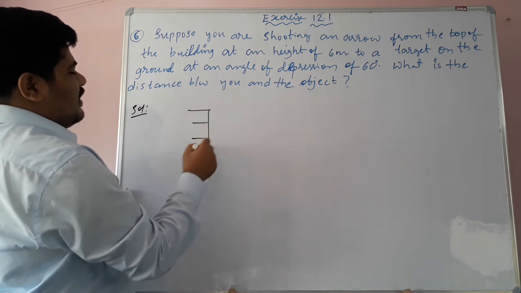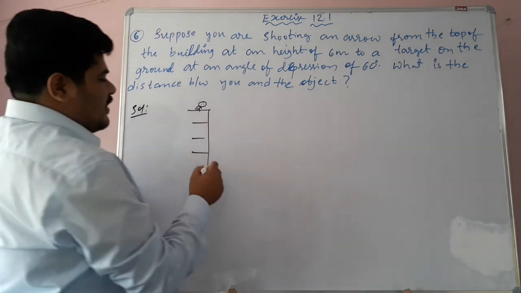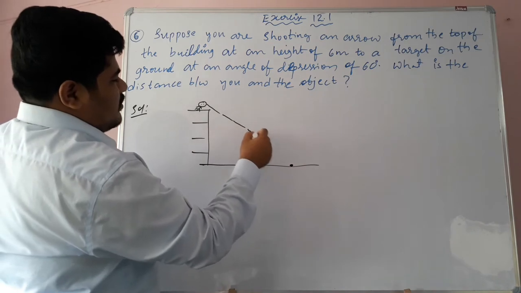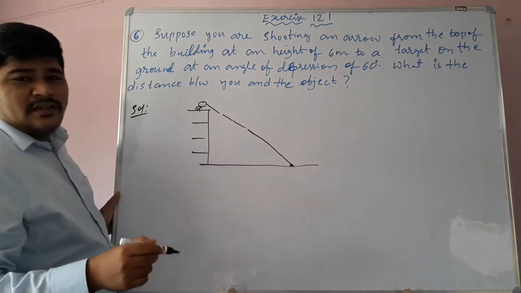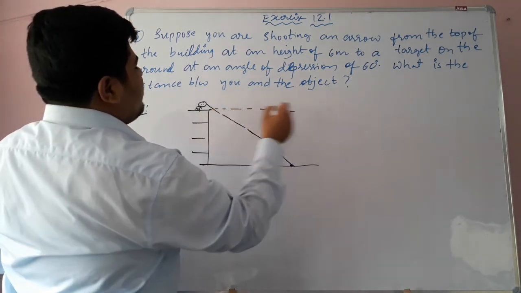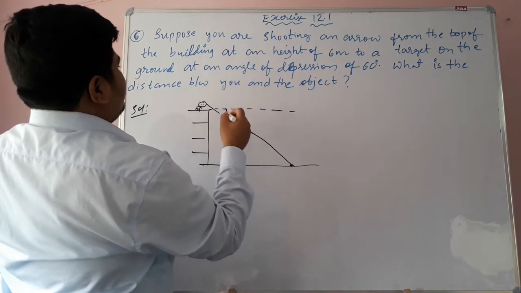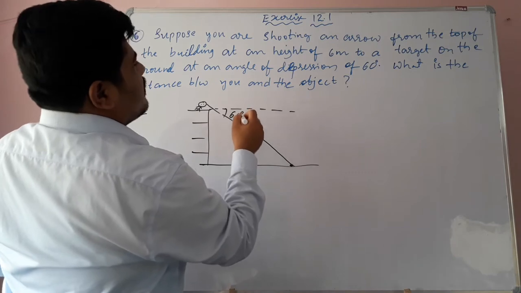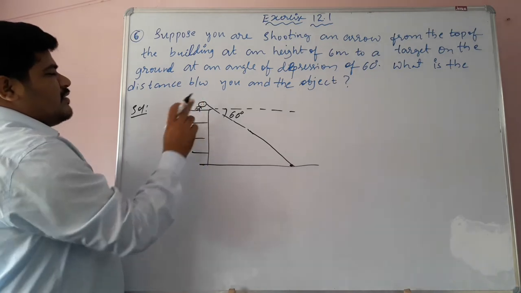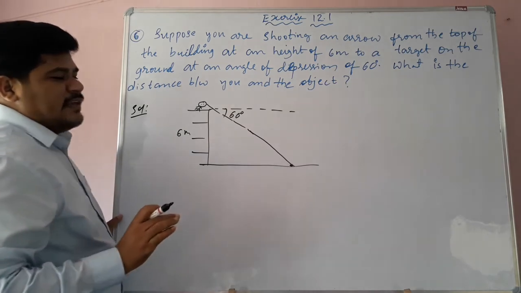Suppose this is one building, you are here, and you are observing an object on the ground. Suppose it is here, like this. So you are observing, this is the line of sight, right? So you are seeing down. And students, here the angle of depression is given as 60 degrees. And what is the height? 6 meters. At 6 meters height you are there, and you are observing an object with a 60 degrees angle of depression.